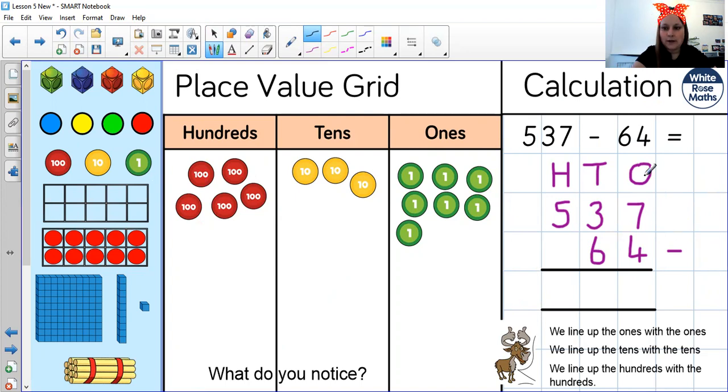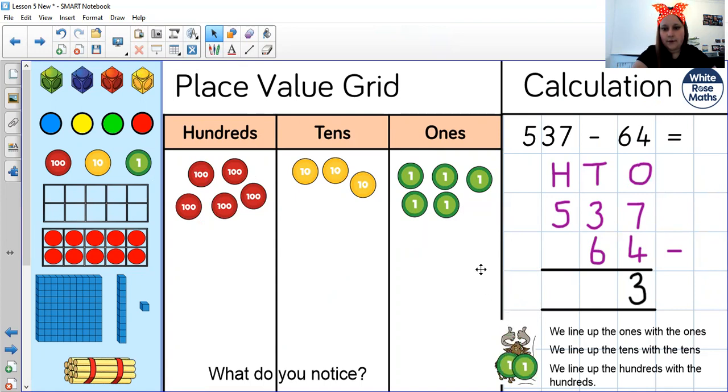So let's start with our ones. 7 ones, subtract 4 ones. 7 subtract 4 equals 3. And we can check that by moving our place value counters. 1, 2, 3, 4 ones. So I'm left with 3 ones.